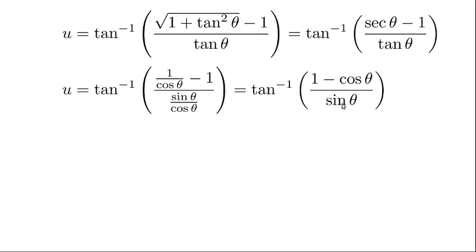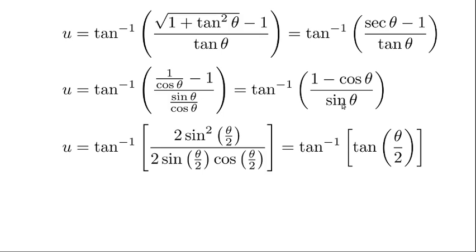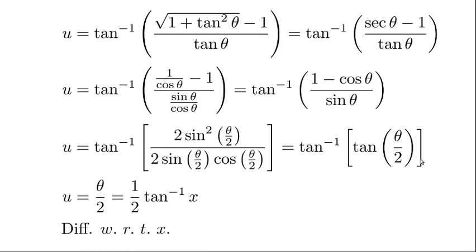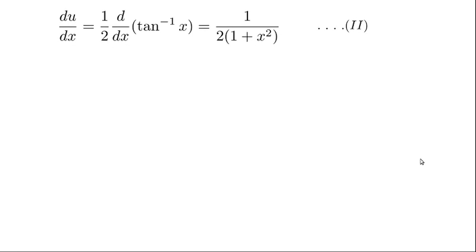And 1 minus cos theta is 2 sin square theta by 2. And sin theta is 2 sin theta by 2 cos theta by 2. Therefore, u equal to tan inverse of tan theta by 2. Therefore, u equal to theta by 2, which is nothing but half tan inverse of x. Differentiate with respect to x. So, du by dx equal to half into derivative of tan inverse of x, that is 1 upon 2 times 1 plus x square. Let us call it as equation 2.